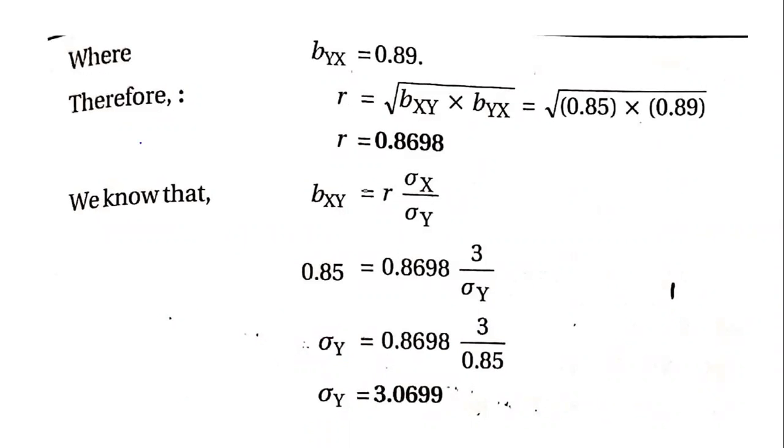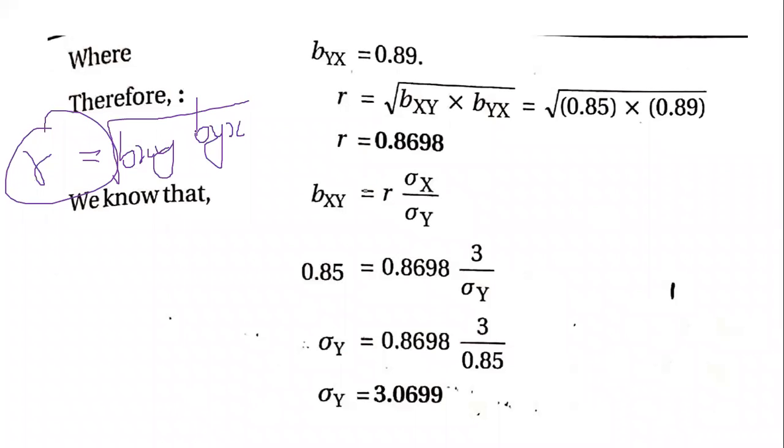Now, we know what bxy and byx are. So, let us find r. To find r, we quickly know that if you multiply these two and find the square root, you will immediately get the value of the correlation coefficient. So let us do that. r is equal to the square root of bxy into byx, which is the square root of 0.85 into 0.89, and you get the correlation coefficient.